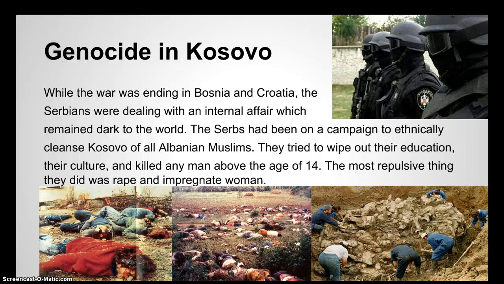Next, while the war was ending in Bosnia and Croatia, the Serbians were dealing with an affair which remained dark to the world. The Serbs had been on a campaign to ethnically cleanse their province Kosovo of all Albanian Muslims. They tried to wipe out their education and their culture, and killed any man above the age of 14. So the blanks were wiping out their education and their culture, and the age is 14.